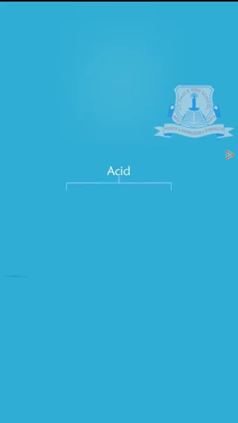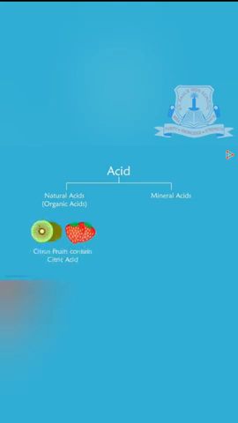Acids are mainly of two types, natural acids and mineral acids. The natural acids are those acids which are present in natural fruits, for example citrus fruits. They are also known as organic acids. The citrus fruits like lemons and oranges all contain natural acid. Actually we should know that citrus fruits contain citric acid. Citric acid is a natural, organic acid. Now mineral acids are also known as inorganic acids. Nitric acid is an example.